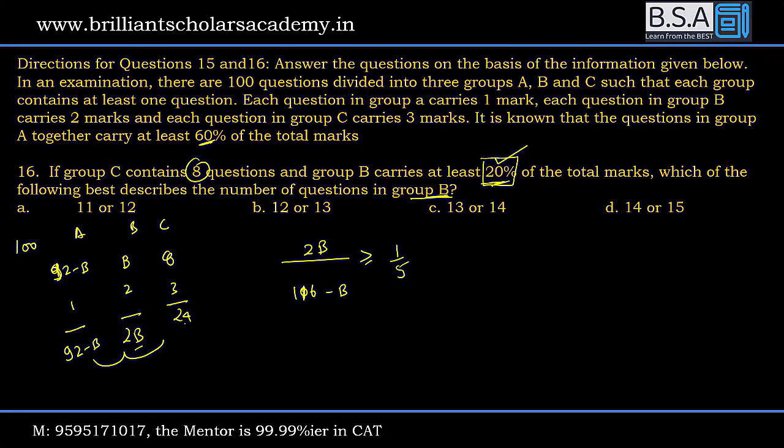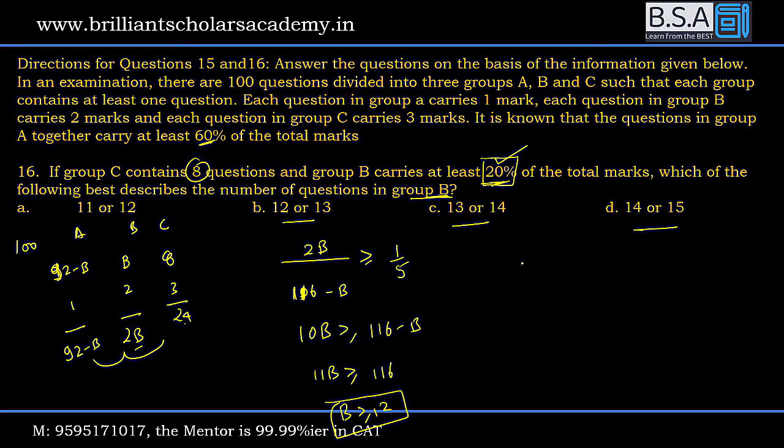92 plus 24 is 116. Now cross multiply. 10B is more than or equal to 116 minus B. So 11B is more than or equal to 116. So see, 11 into 11 is 121. 11 into 10 is 110, because I need more. So B starts from 12. B starts from 12. Anything above 12 will work.